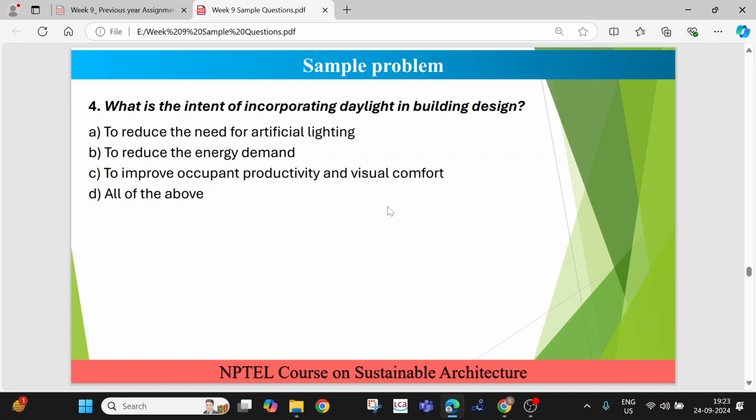What is the intent of incorporating daylight in building design? Or what is the focus? Or what is the aim, you can say? I think this is a very straightforward question, and all of you must be able to answer it correctly.